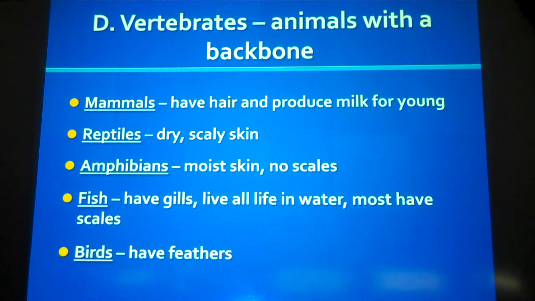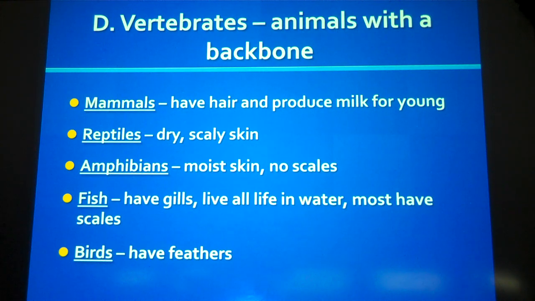And up there you can see that vertebrates are broken into 5 different subgroups. We have mammals, reptiles, amphibians, fish, and birds. Mammals have hair and produce milk for their young. Pretty simple. Another one that you can think of is they have live birth. Then reptiles: dry, scaly skin. Amphibians, they have moist skin and no scales.